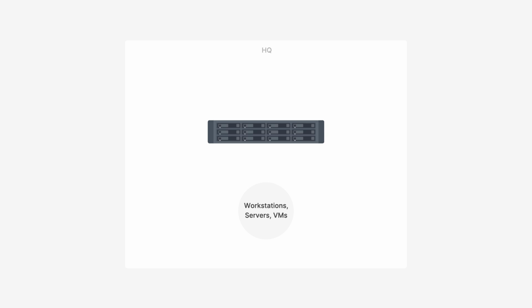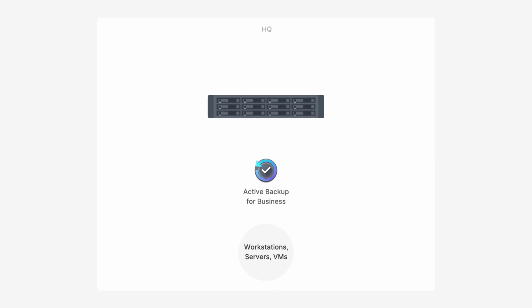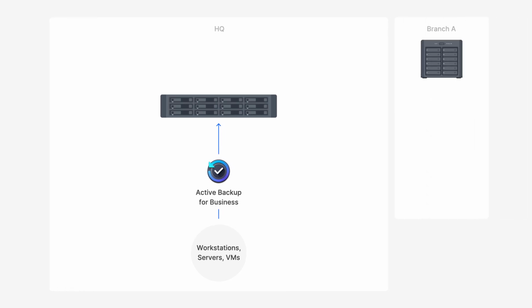So to back up those workstations, servers, and VMs, you're going to use Active Backup for Business, either an agent or directly integrating Active Backup with the hypervisor to back up data from those endpoints directly to your Synology NAS.